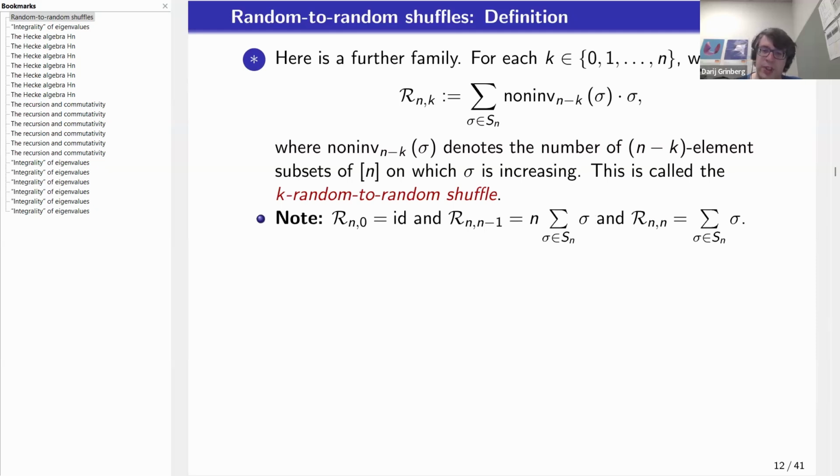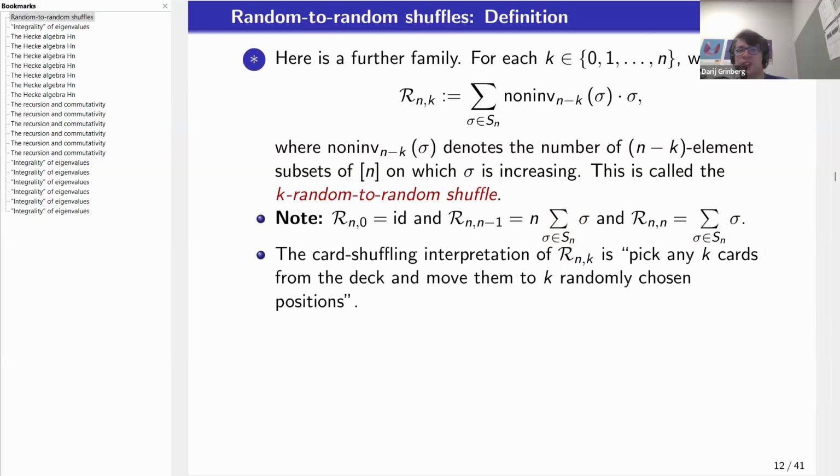Again, you get the identity if you take k equals 0. You get the sum of all permutations if you take k equals n, and you get the sum of all permutations times n if you take k equals n minus 1. None of this is interesting. The interesting R_{n,k}'s are in between those extremes.